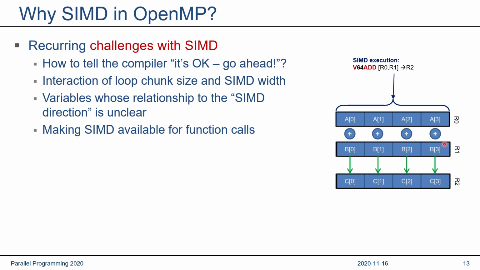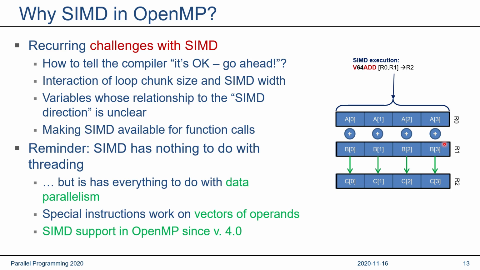And finally, a very difficult problem. How do you make SIMD available for function calls? Let's say you have written a very fast and convenient function for calculating Bessel functions, and you want to do that 8-way parallel using the SIMD feature. How do you do that? Before OpenMP SIMD, there was no way to do that.